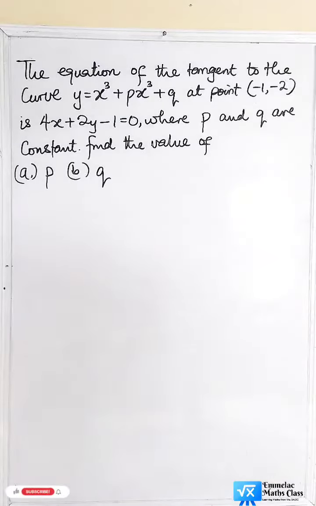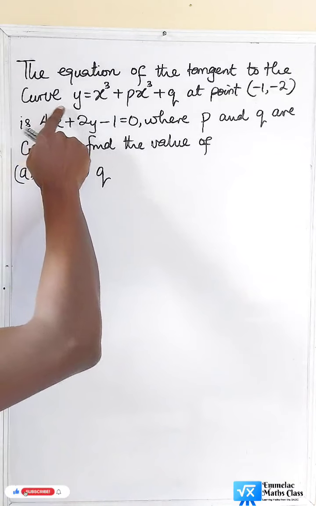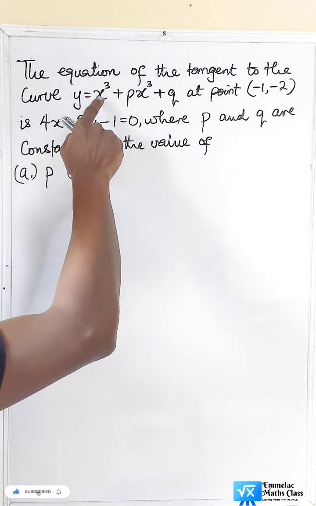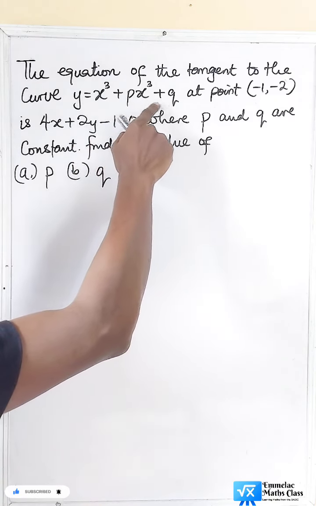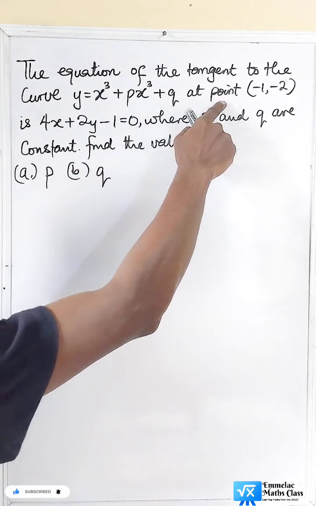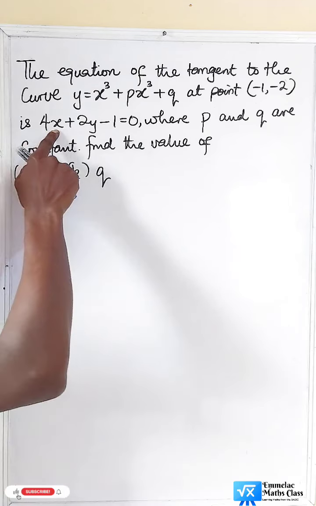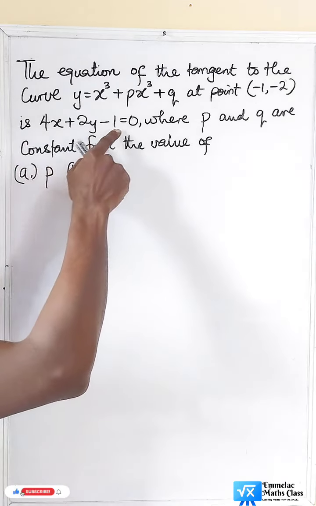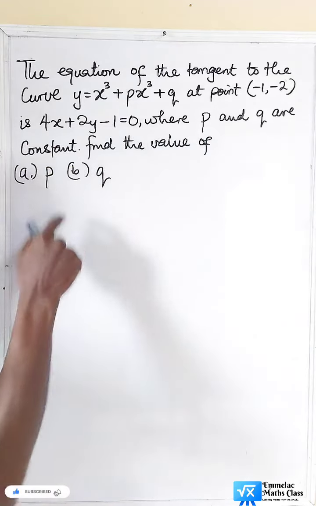Now let us look at this question: the equation of a tangent to the curve y equals x cubed plus px cubed plus q at point (-1, -2) is 4x plus 2y minus 1 equals 0, where p and q are constants. Find the value of p and q.